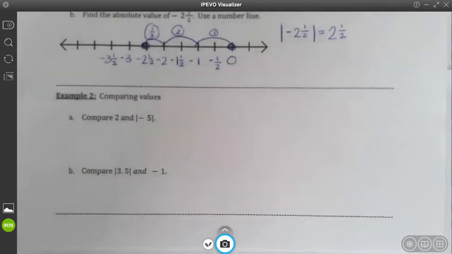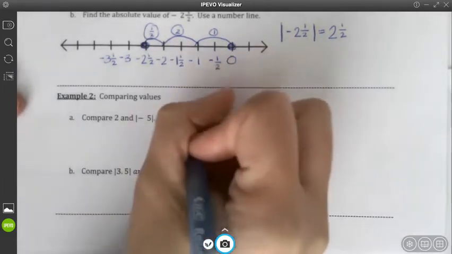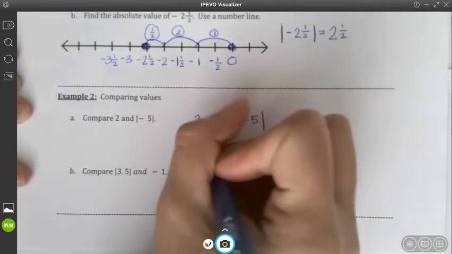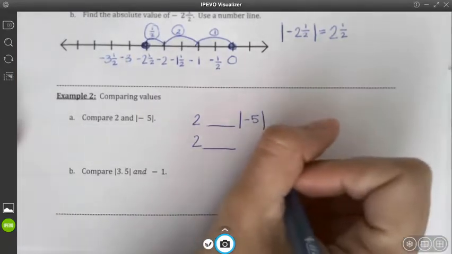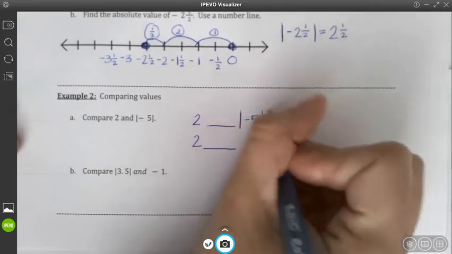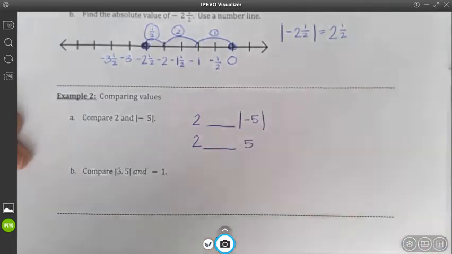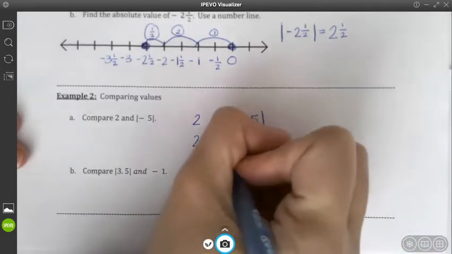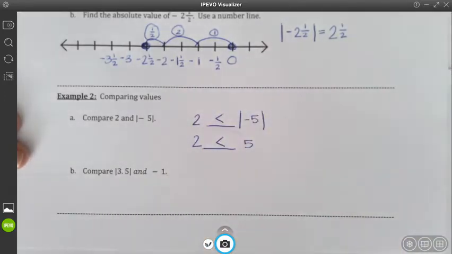Okay, so what if we're asked to compare values? Now, remember, like I said before, absolute value is like an operation. It's asking you to do something. So we're trying to compare 2 and the absolute value of -5. Now, 2 is just a regular number. There's no absolute value symbol around it, so it's just 2. Here, what is the distance -5 is from 0? How many units? Well, it is 5 units. I know absolute value is not allowed to be negative because a distance can't be negative. So that means that 5 is greater than 2, which means the absolute value of -5 is greater than 2.